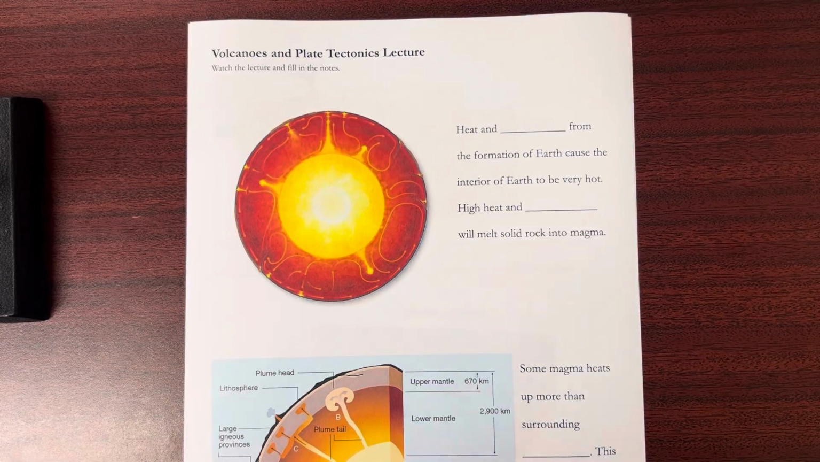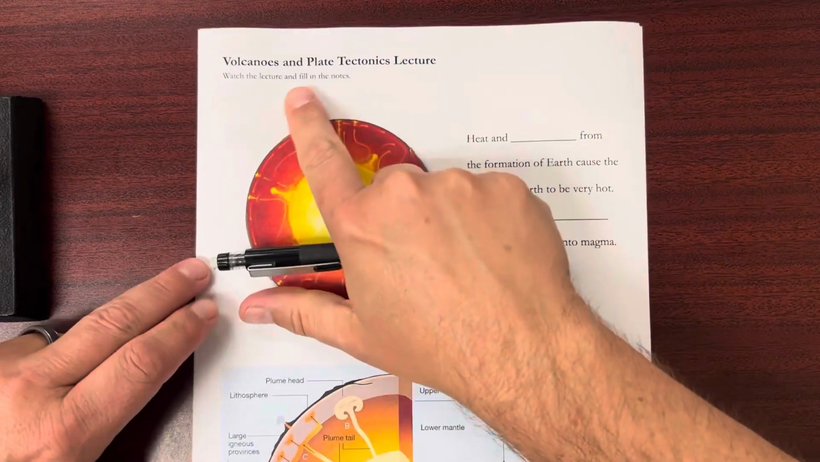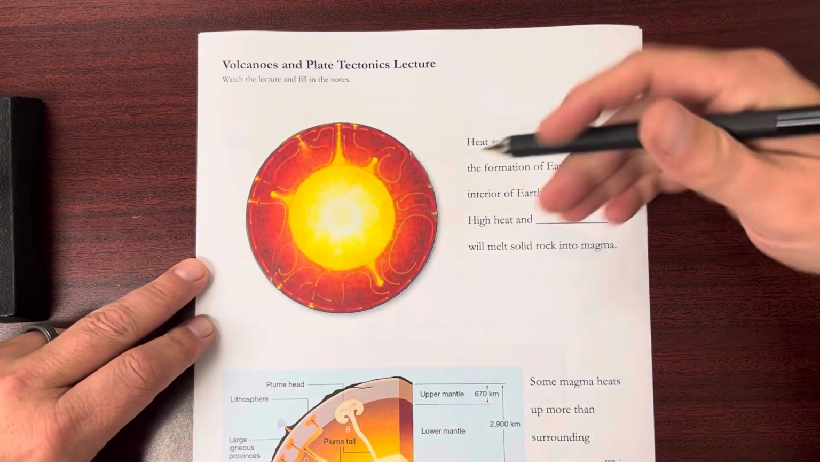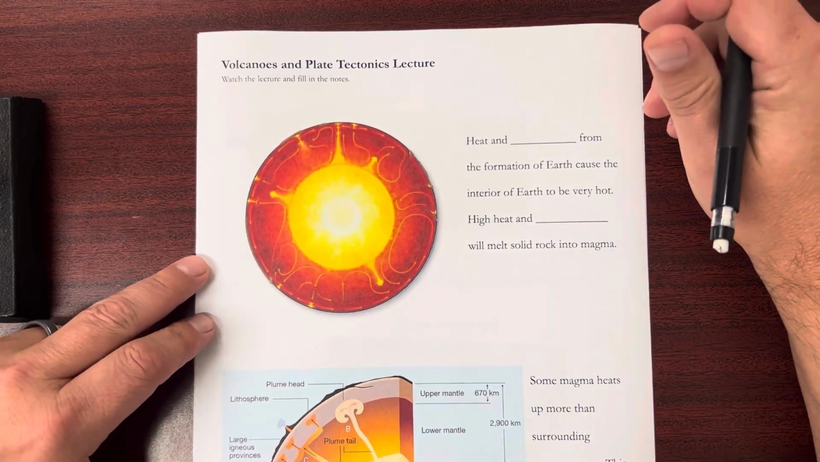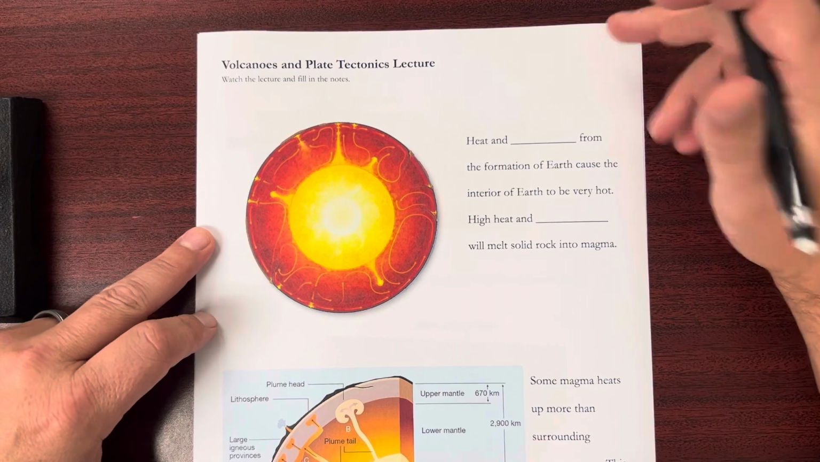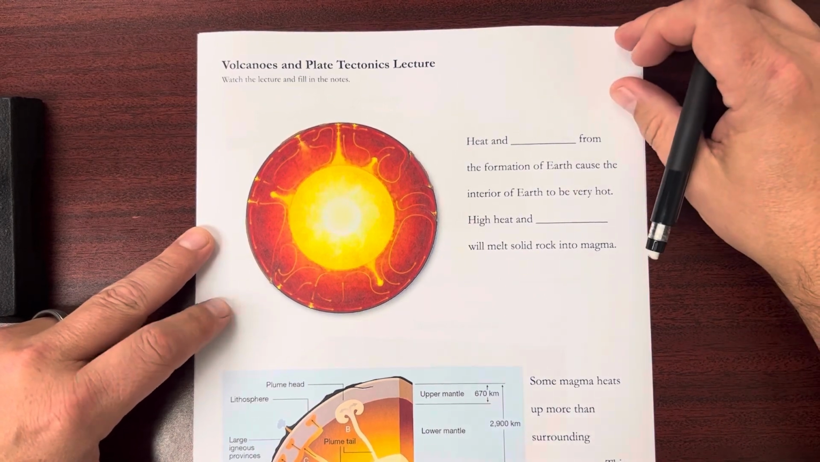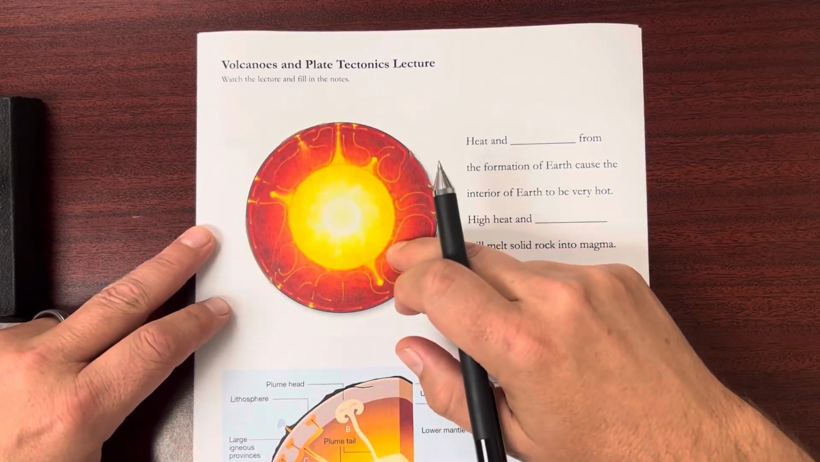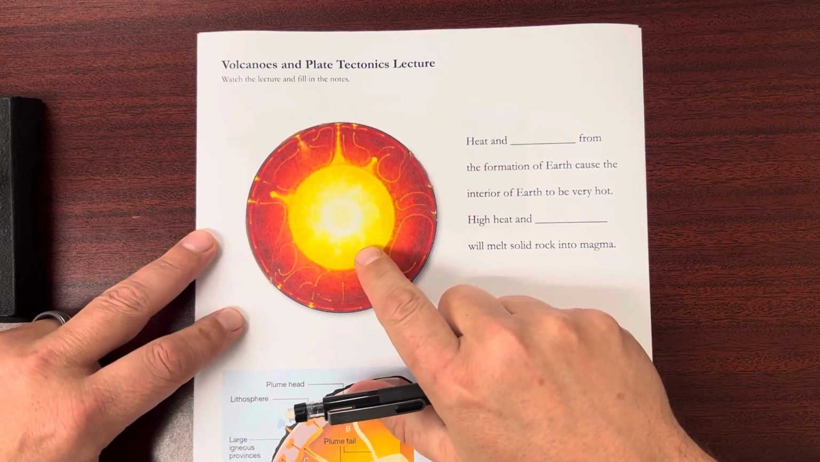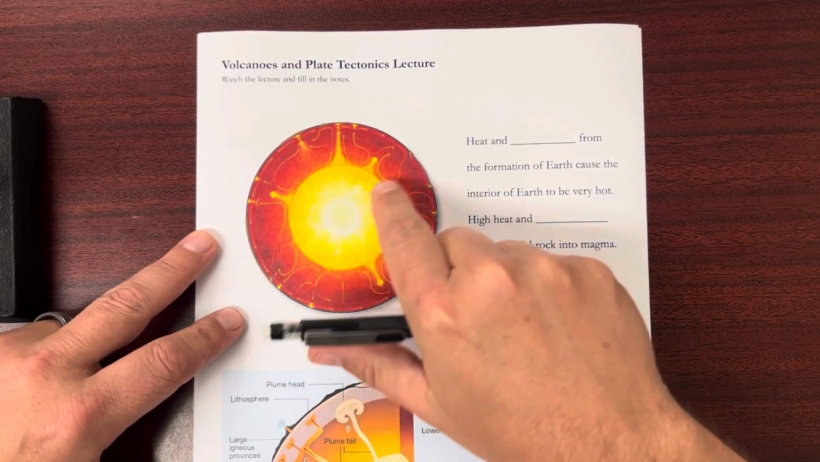Hello, today I'm going to talk about volcanoes and plate tectonics. So we've been covering plate tectonics and some of the effects. One of those is volcanoes. So we have an image here of the Earth and the interior of the Earth. We've got the inner core, outer core, mantle.